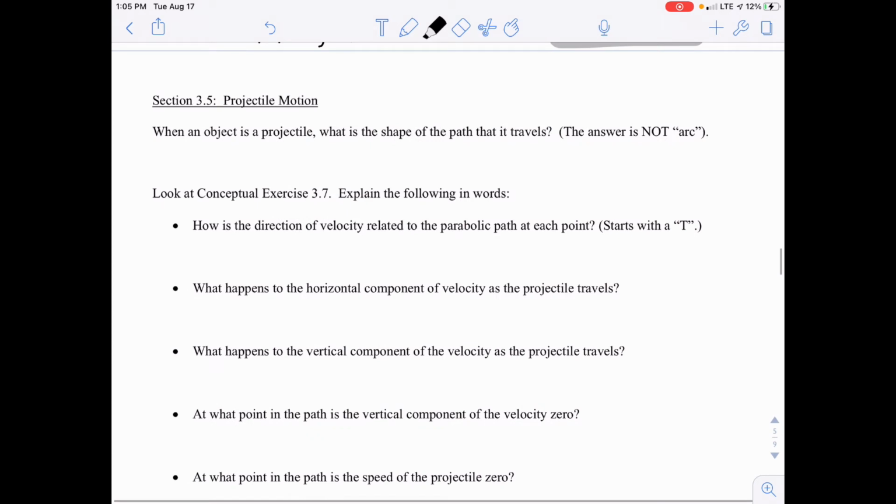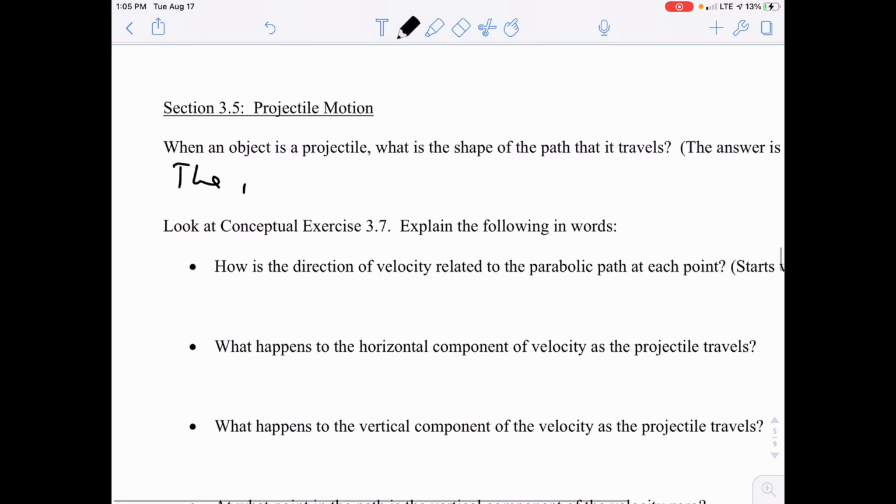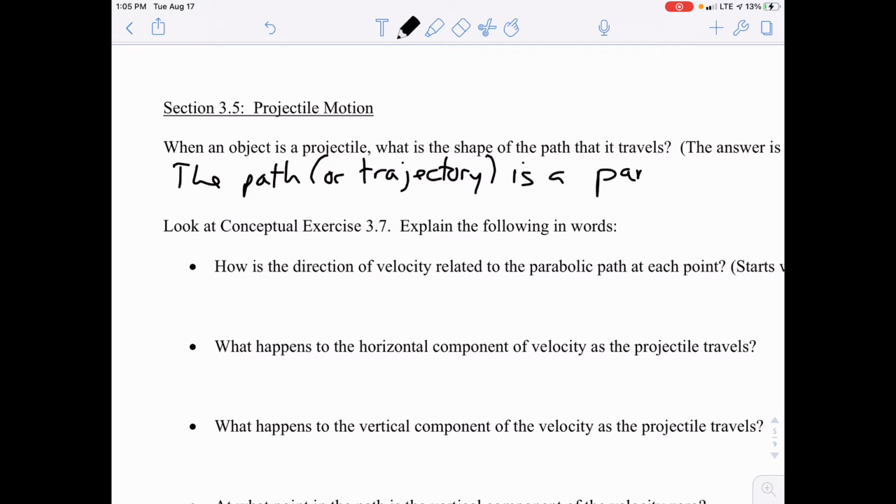Section 3.5, projectile motion. When an object is a projectile, what shape does the path travel? The answer is not arc. Well, the path or trajectory is the path that it takes through the air, is a parabola.